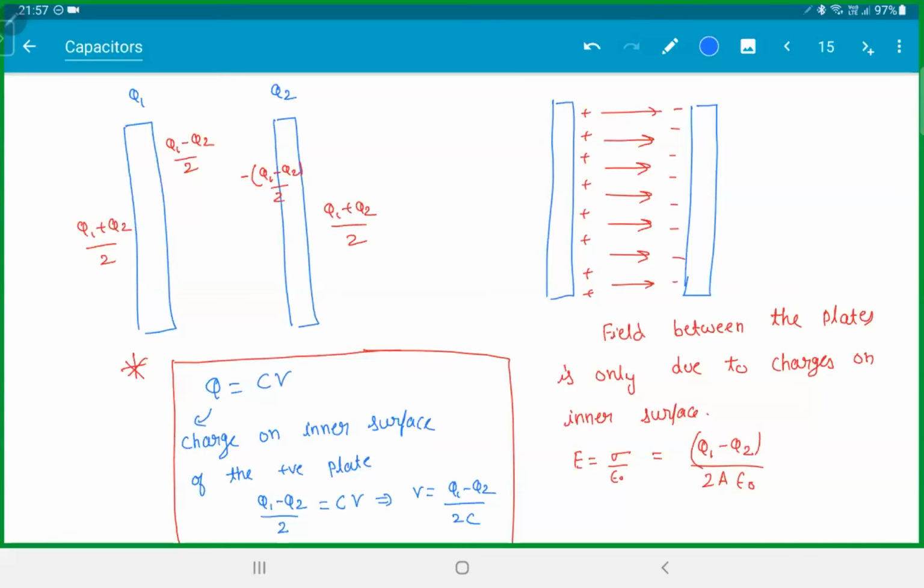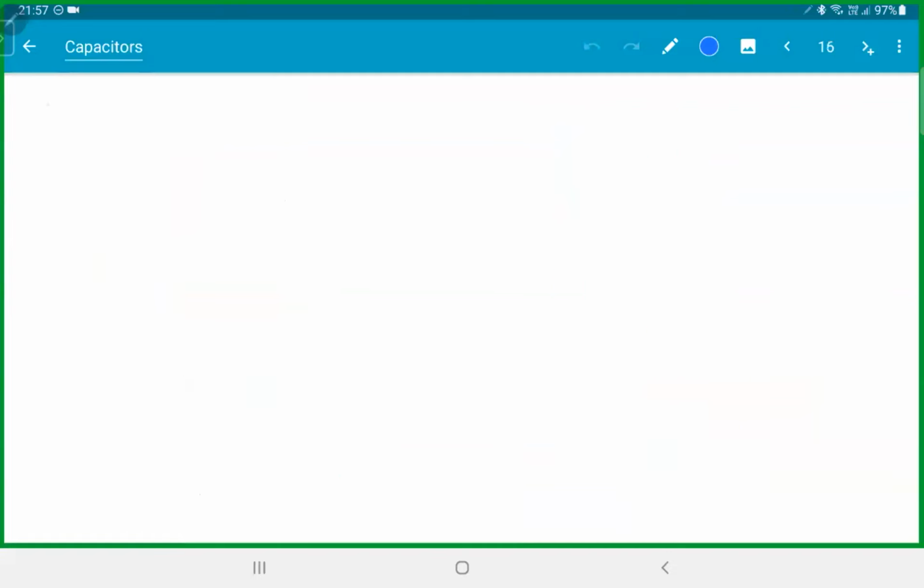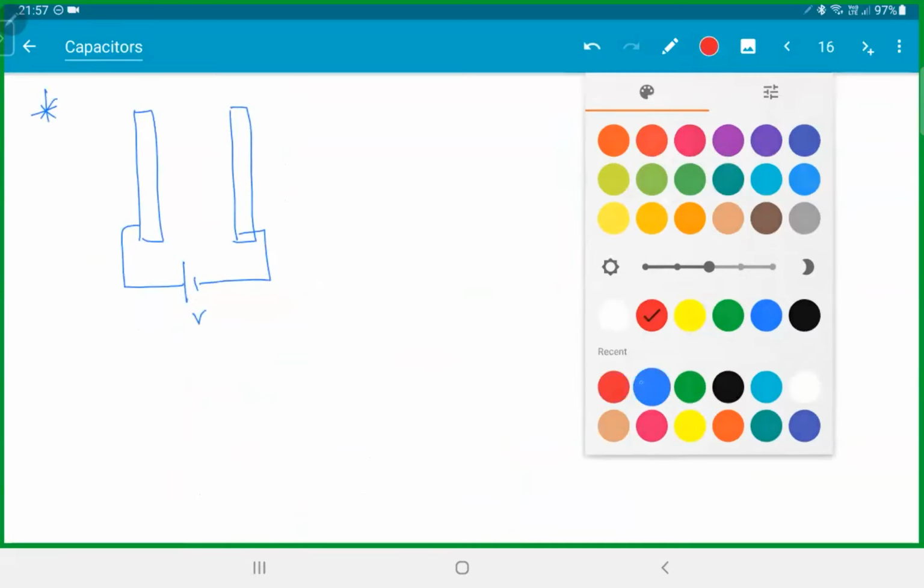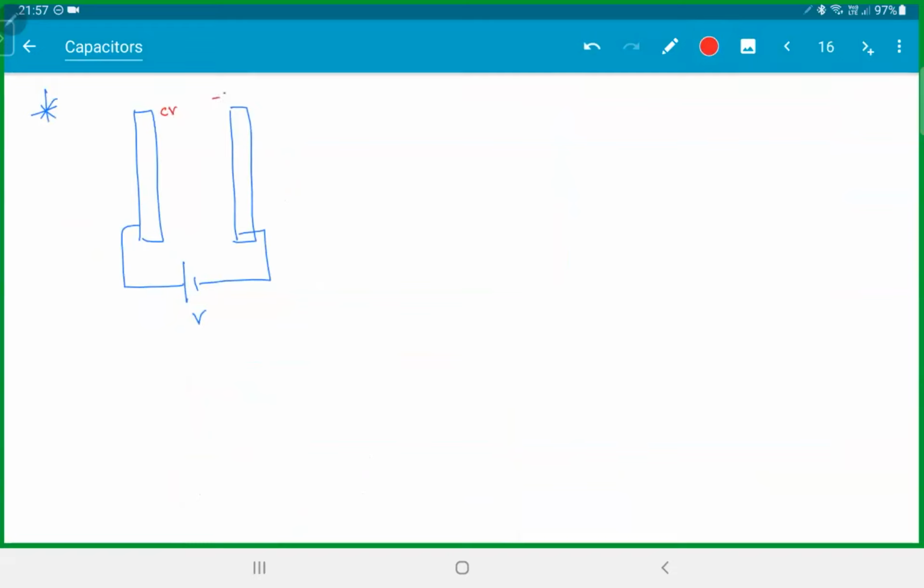Next thing. So what was the question they asked? This was a JEE question. They said, okay, there's a capacitor plate. They connected it to a battery of voltage V. So you will get charge CV, charge minus CV. No?